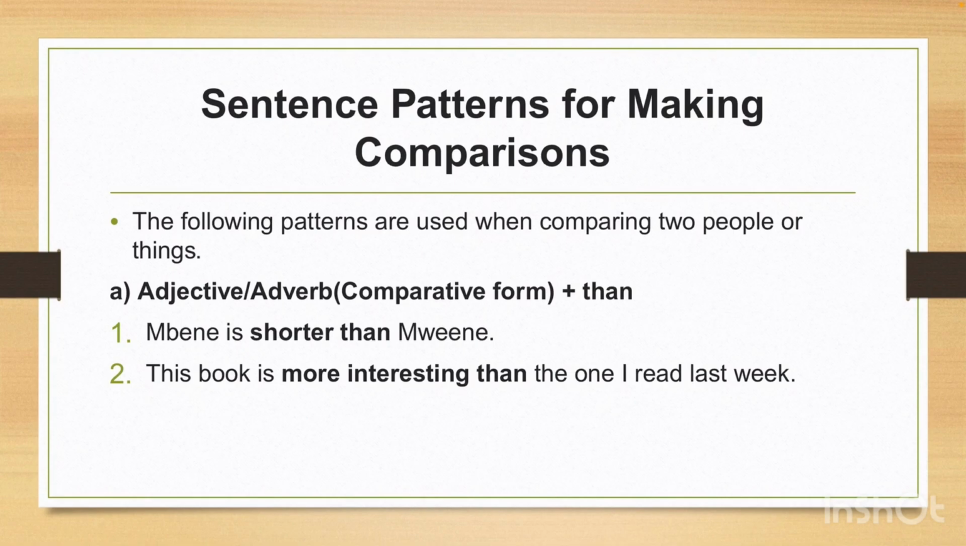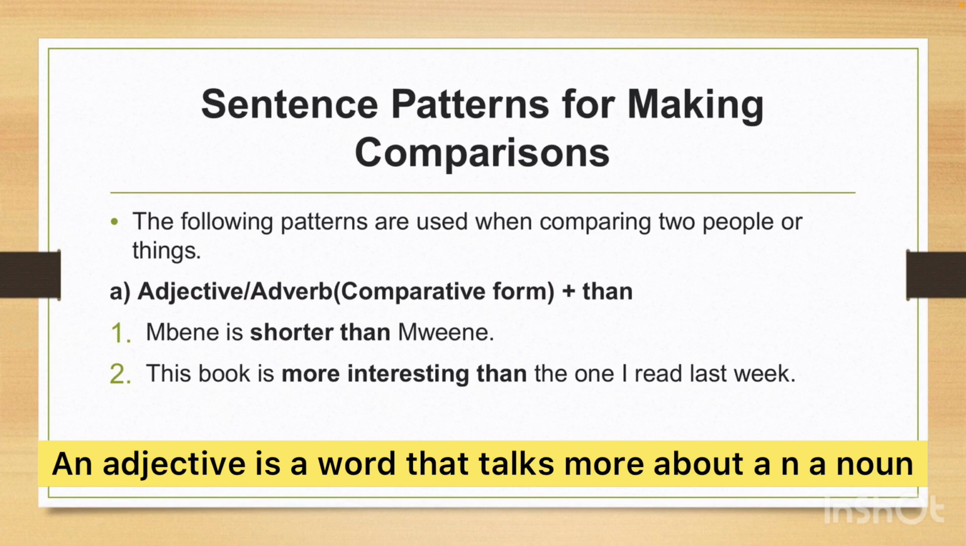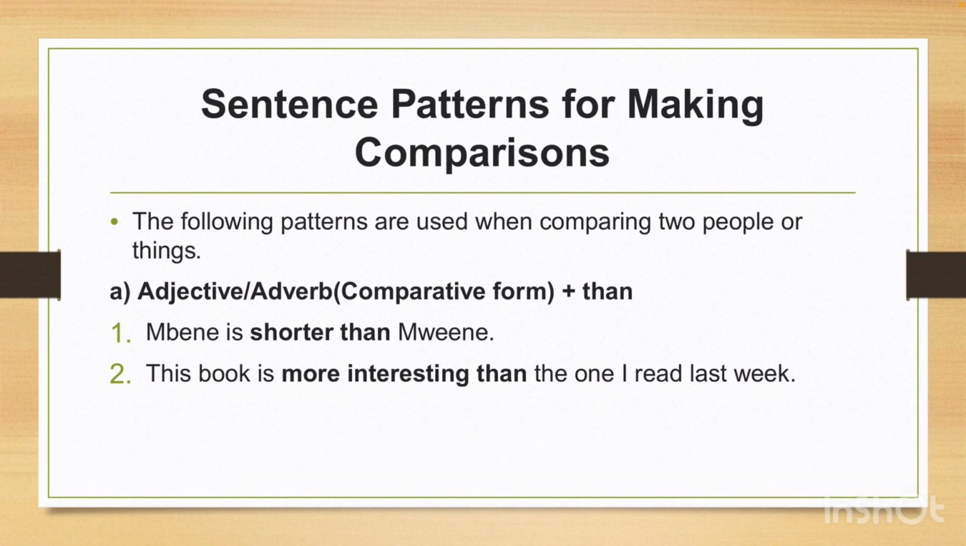Mbene is shorter than. Let me explain an adjective. An adjective is simply a word that talks more about a noun. For example, when you talk about Mbene, Mbene is a person. So this is a noun. Now, how is Mbene? Mbene is short. So short is an adjective, a word that talks more about a noun. Then an adverb is a word that talks more about a verb. So Mbene is shorter than Mwene. We'll just use the comparative shorter and we'll put than as the pattern says, plus than.